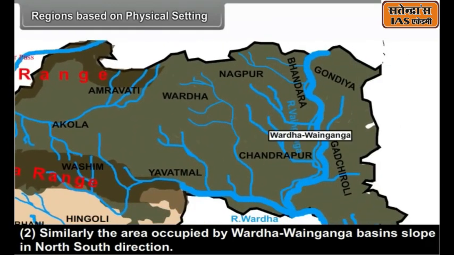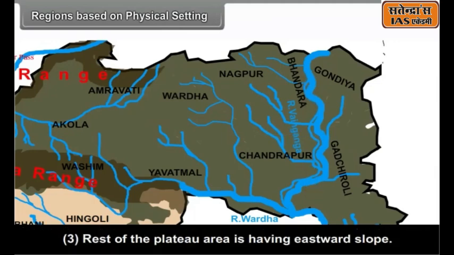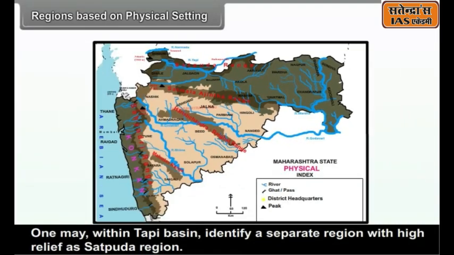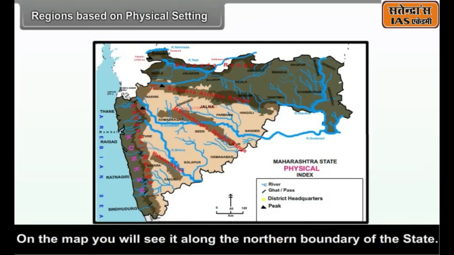Similarly, the area occupied by Wardha-Wainganga basins slopes in north-south direction. Number 3. Rest of the plateau area is having eastward slope. Within Tapi Basin, identify a separate region with high relief at Satpura region. On the map, you will see it along the northern boundary of the state.